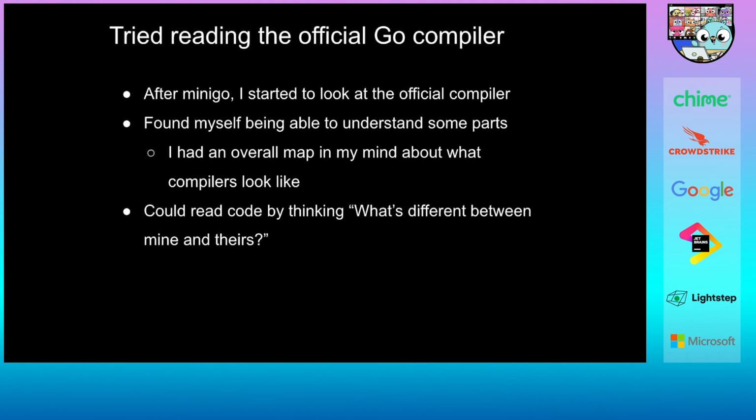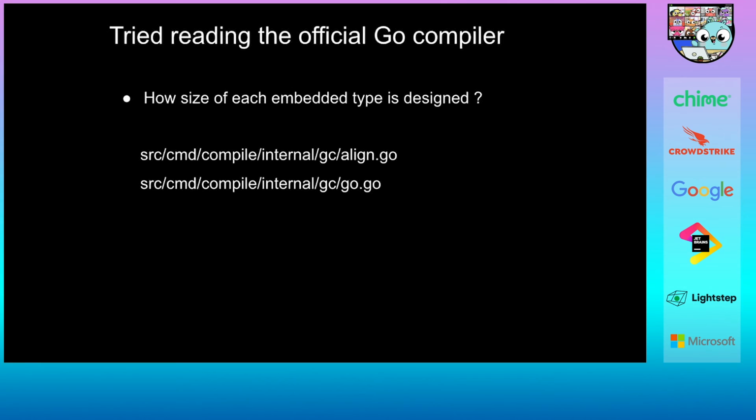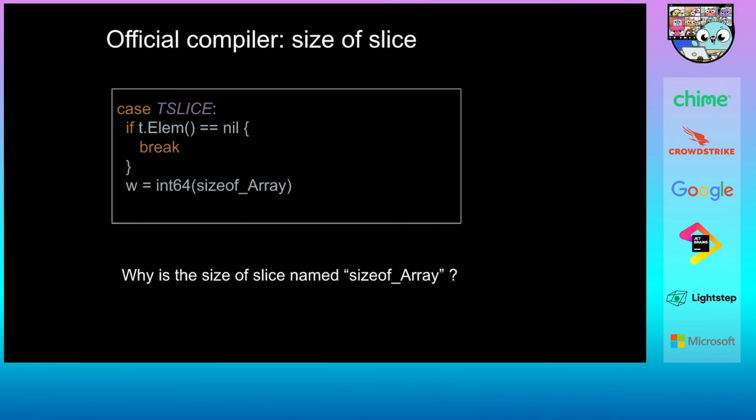After the minigo project, I started to look at the official Go compiler, and to my surprise, I found myself being able to understand some parts. Because I already had an overall map in my mind about what compilers look like, I could read the code by thinking what's different between mine and theirs. I was interested in how size of each embedded type is designed, so I took a look at these files. This is the code which sets the size of slice.